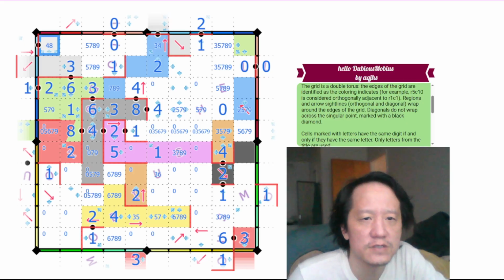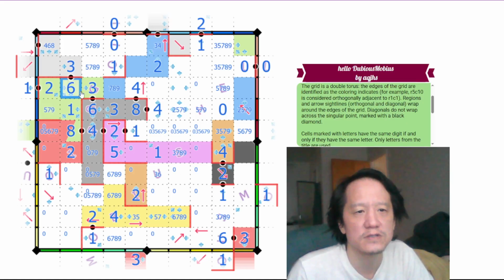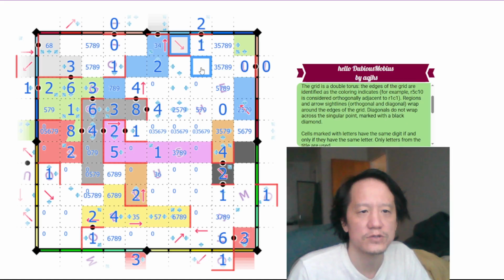Wait, this could be 6. Why is that not 6? If this is 3 or 4, it sees 3 or 4. This has to be 6 or 8. So it must see these 3. It must see this one here, because it sees 4 here. It needs to see at least 2 more. So in this direction, these are both light.